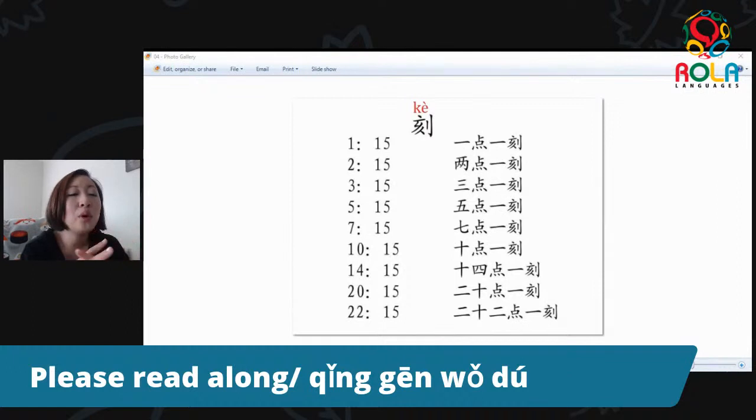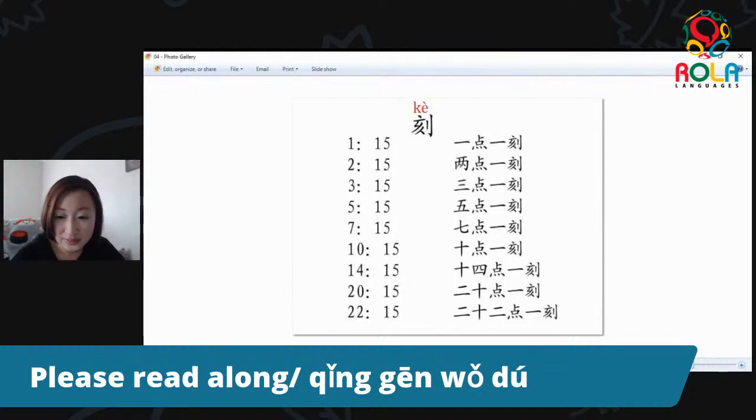But okay, what if we want to say, instead of a quarter past 10, a quarter to 11? So a quarter to 11 basically equals 10 o'clock plus 3/4, right? Can you guys take a guess how to say that? Let's do this mathematically with me. We say 10点, 10 o'clock, and then plus 3/4, 3刻. Yes, a quarter to 11 is 10点3刻.